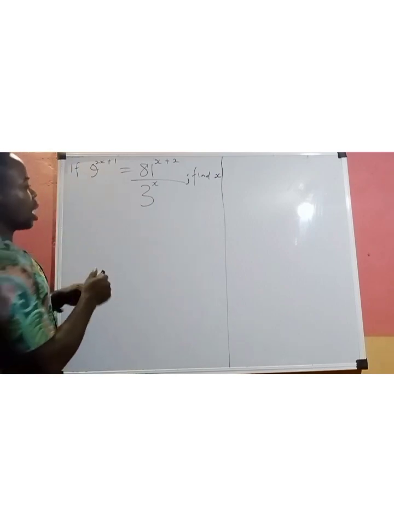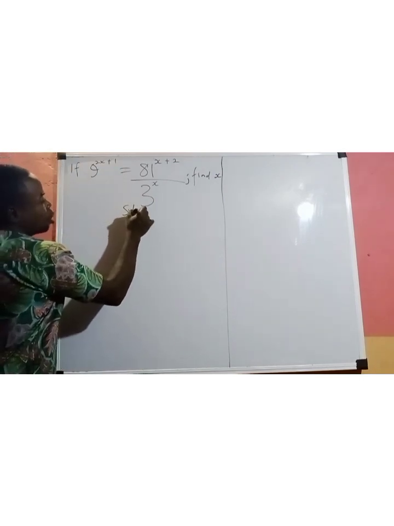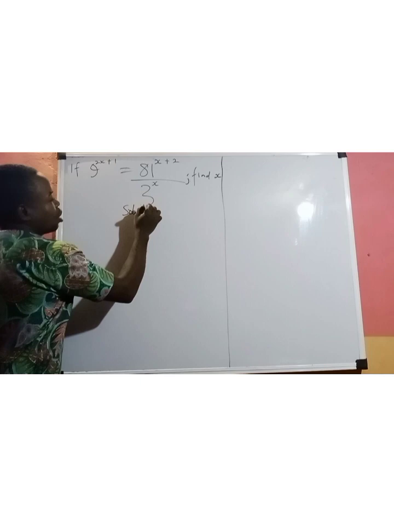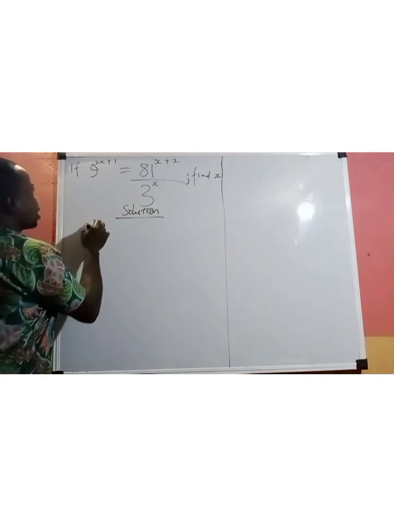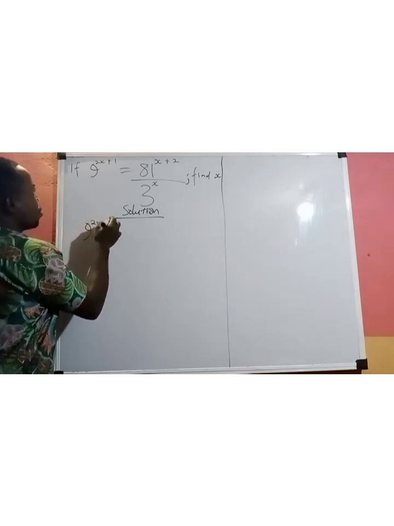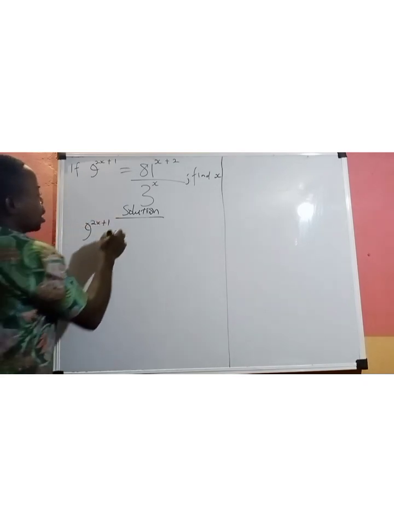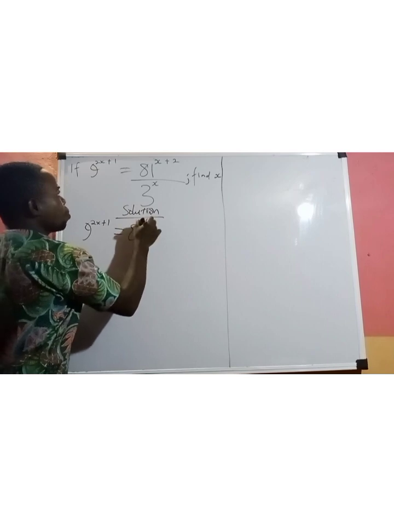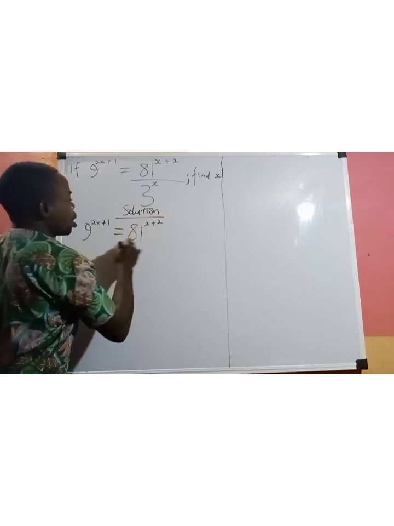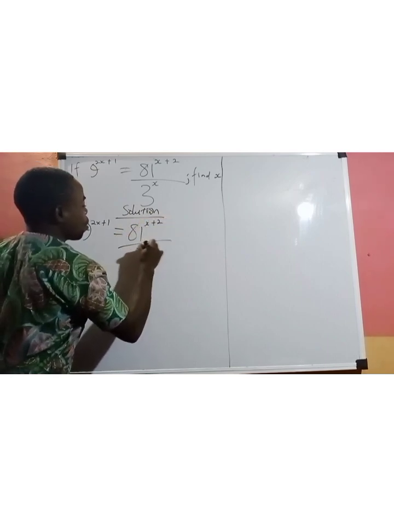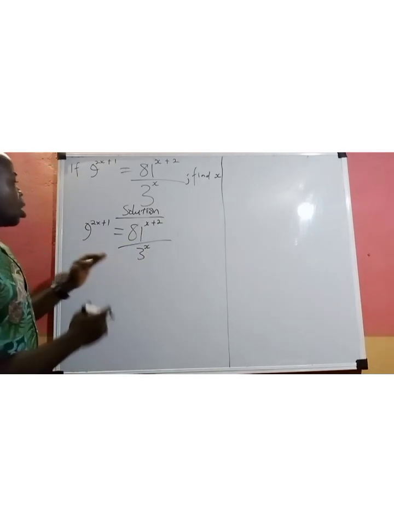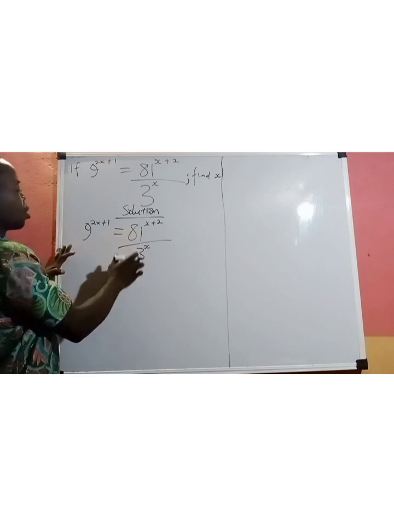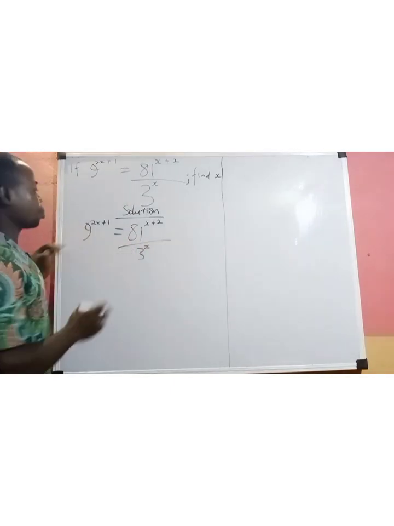Okay, so moving on, we just write our solution to indicate that we've actually started solving. Now, of course I will rewrite the question. 9 raised to the power 2x plus 1 equal to 81 raised to the power x plus 2 and divided by 3 raised to the power x. Okay, so this is just very simple. We want to express all of these numbers in powers of 3.